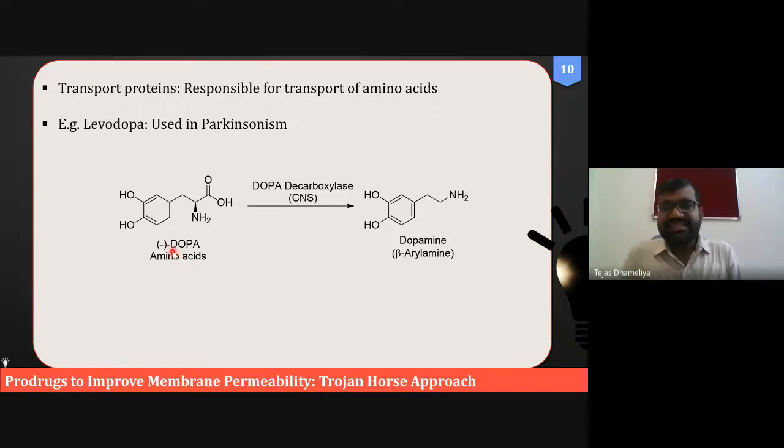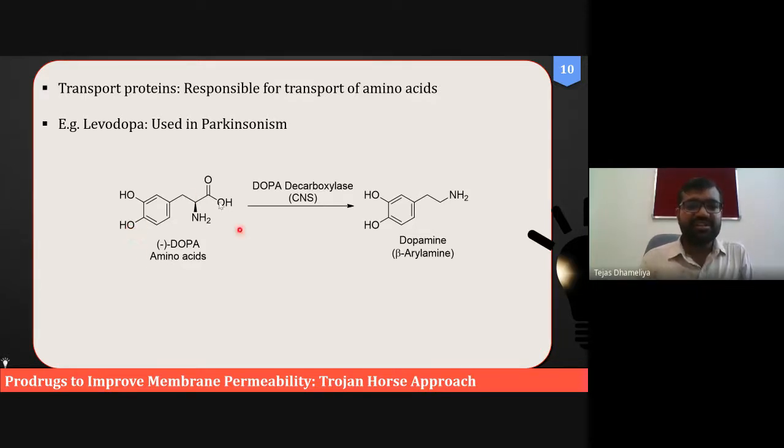Levodopa can cross the blood-brain barrier, but dopamine cannot cross the BBB. Now, why can dopa cross the blood-brain barrier? Because of the presence of the hydroxyl groups, it has optimum polarity so that it can easily cross. Levodopa can easily cross the blood-brain barrier.